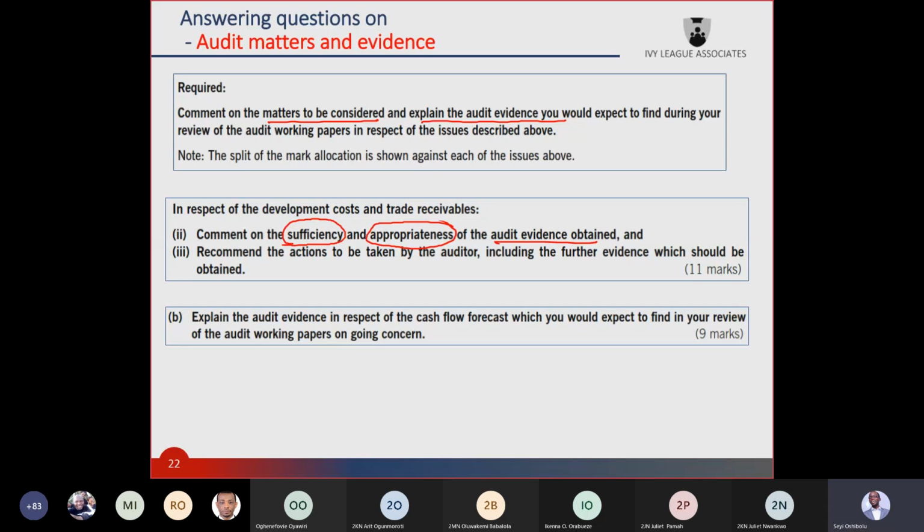Okay, so the next question is, if they ask me a question on matters to be considered, how do I structure my answers? If they're asking me for evidence you would expect to see, what should I take note of? Unfortunately, I can only help you with the structure, what points you look at. Content will depend on the scenario they've asked you.